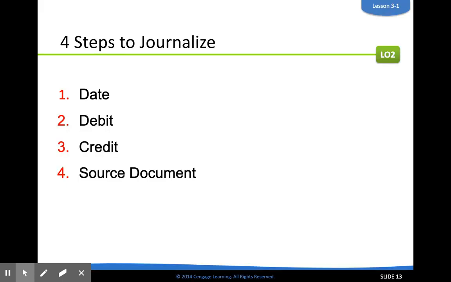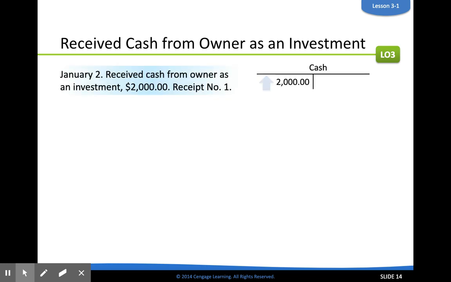So fill out these 4 steps on your reading guide. The steps to journalize. We're always going to have these 4 things every time we journalize: date, 1 debit, 1 credit, and a source document. Those 4 things every time you do a journal entry. So here is our first journal entry.